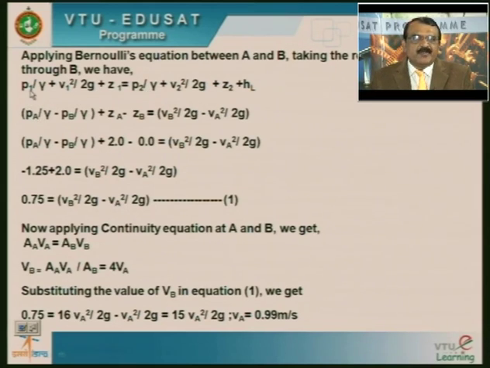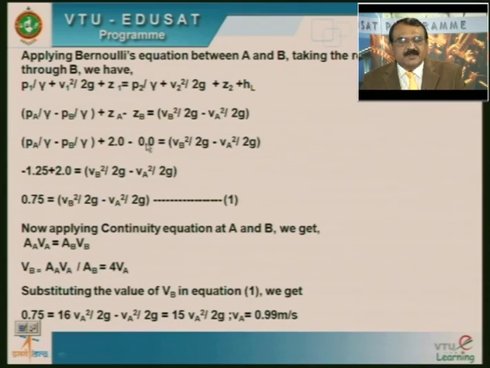Therefore it becomes, so I am going to replace this A1 and A2 by A and B, because in the figure the references are A and B. Therefore at 1 it is PA by gamma, at 2 it is PB by gamma, plus Z1, which I represent as ZA, minus Z2, which I represent as ZB. This must be equal to, pushing the velocity value to the right hand side, VB square by 2G minus VA square divided by 2G. Now, what is the value of ZA and ZB?